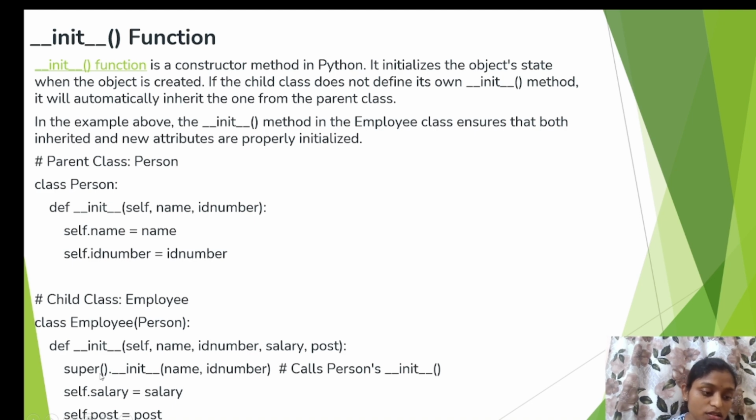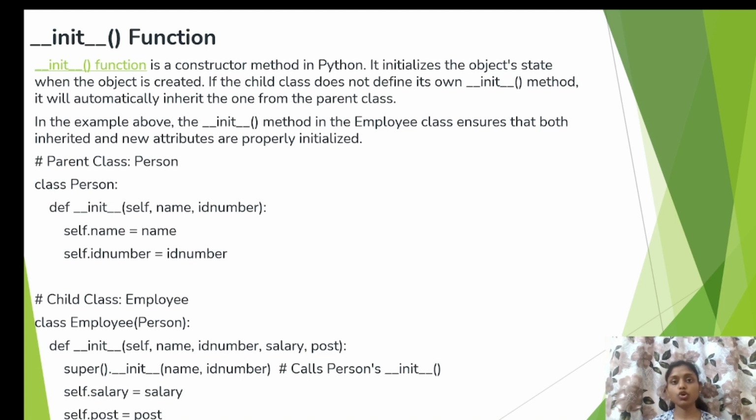And here I used super because it calls Person's init. We use the super method to use the parent class, and here I also created an object that has salary and post. And this is the use of the init function. Simply by using the init function, we can access it. It initializes automatically. That is the simple use of the init function.